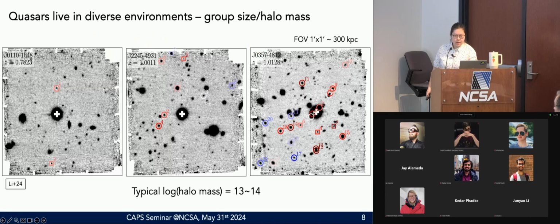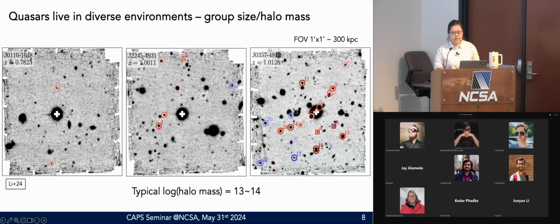So next we want to look at the group environment of quasars. We identify all the galaxies in a narrow redshift window here to look at how many galaxies are in the quasar host galaxy group. Some of them are in these very poor groups. There's maybe 2, 3 galaxies within the quasar host galaxy group. And then some of them are like this. There's a few dozen galaxies.